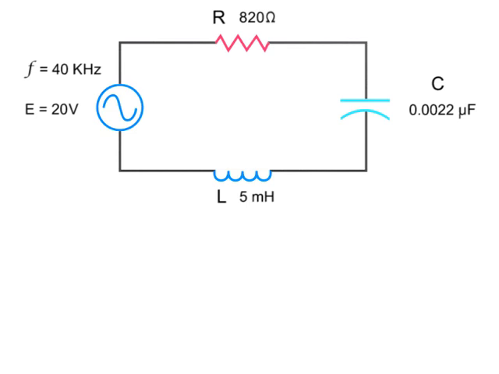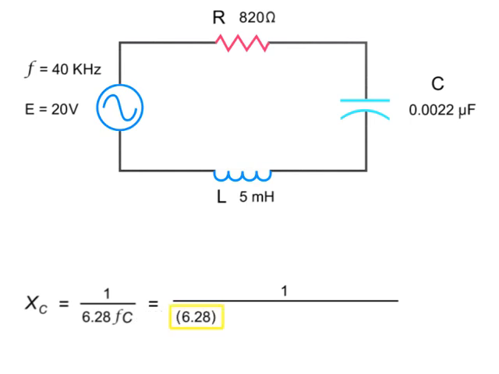To calculate the capacitive resistance in this series circuit, divide 1 by the product of 2 pi, the frequency, and the capacitance. So, substituting in the numbers, we have 1 divided by 6.28 times 40 kHz times 0.0022 microfarads, which equals 1,809 ohms.